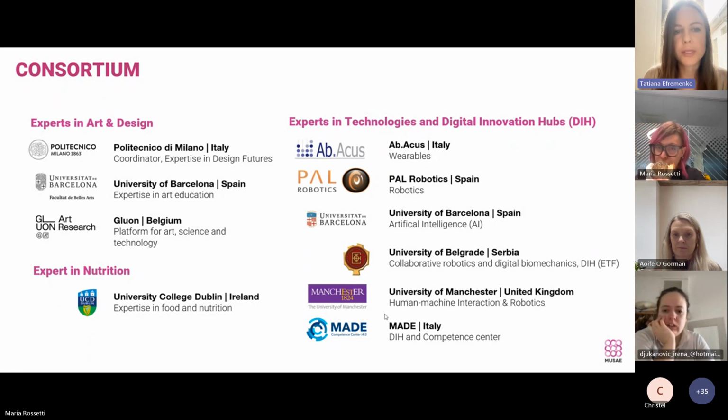So we have Abaco from Italy, specializing in wearables and sensors. We have PAL Robotics from Spain, specializing in robotics. Also from the University of Barcelona, experts in artificial intelligence. From the University of Belgrade, in collaborative robotics and digital biomechanics. From the University of Manchester, in human-machine interaction and robotics, and finally MADE, which is a digital innovation hub. So we have this mix of diverse expertise and skills in order to build the factory model that I mentioned and to deliver it by the end of the project.